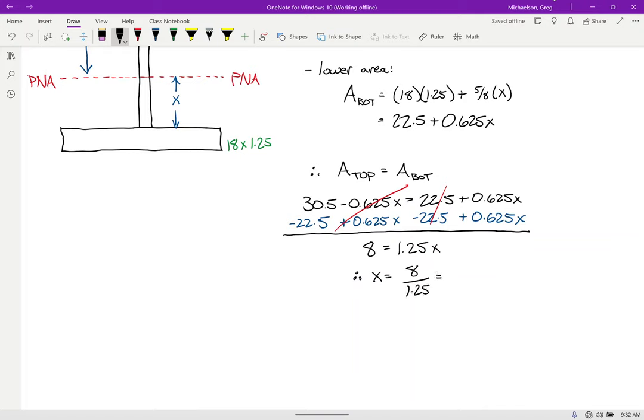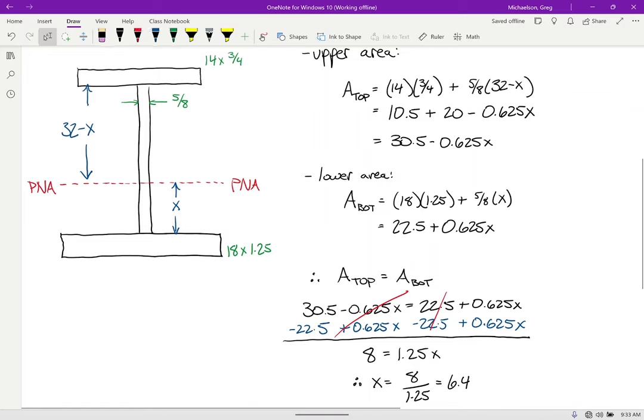And what is that? 6.4. Do I have a second on that? Okay. So I propose that 6.4 is the magic line where the area above equals the area below. And I'm telling you that if you compute the centroid, sum of AY over sum of A, it is not going to be at the same spot. Okay? So far, so good? All right, any questions on that?